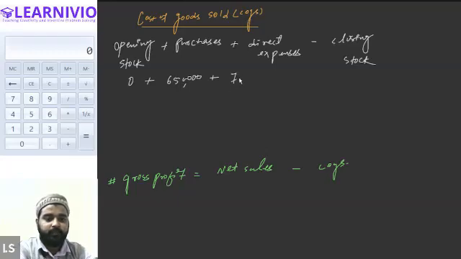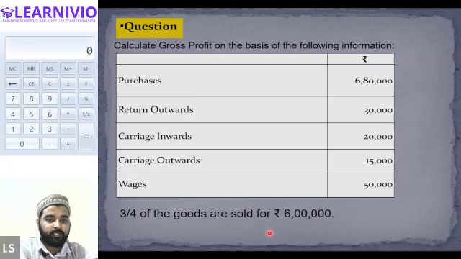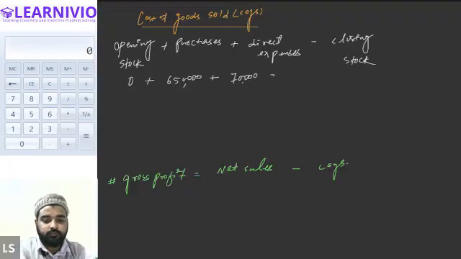Direct expenses will be 70,000 minus closing stock. I think we do not have the information regarding the closing stock as well, so we will take it as zero. Now the cost of goods sold will be 7 lakh and 30,000. This will be the cost of goods sold. Is that clear, Alexander?